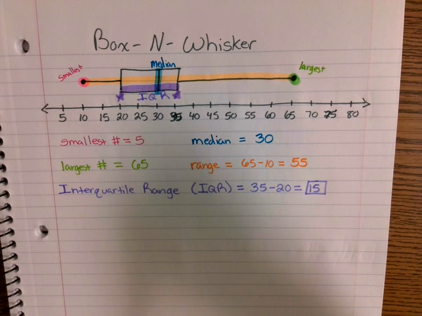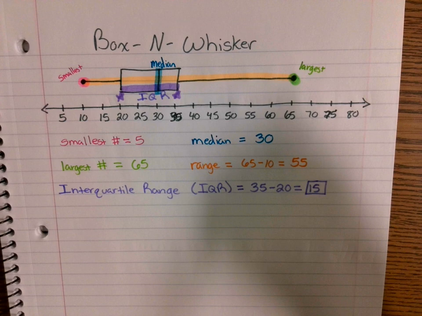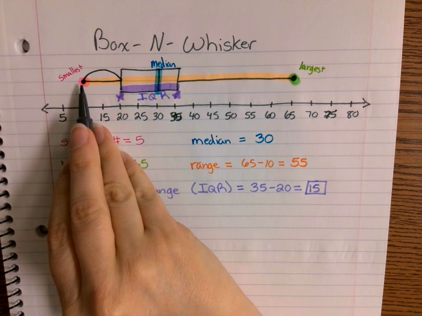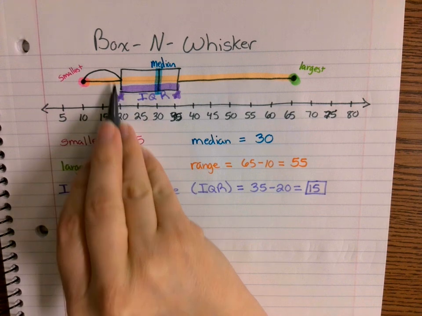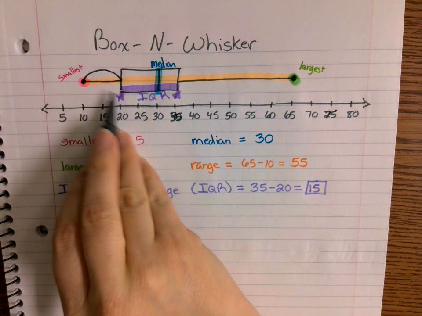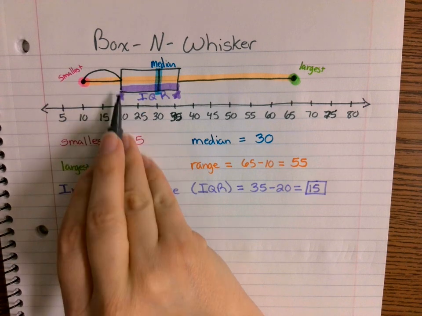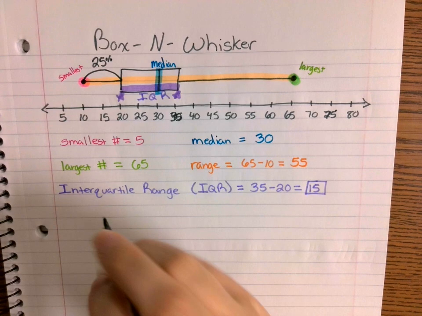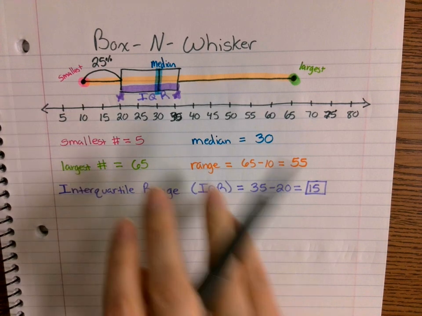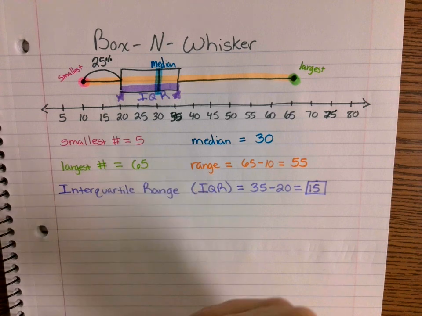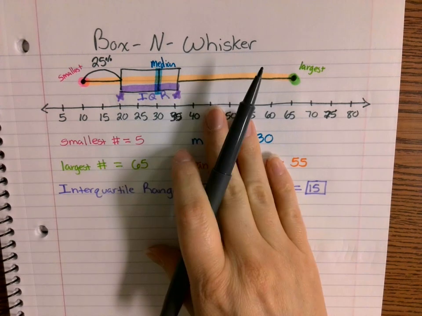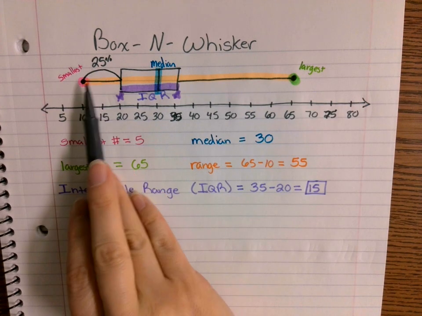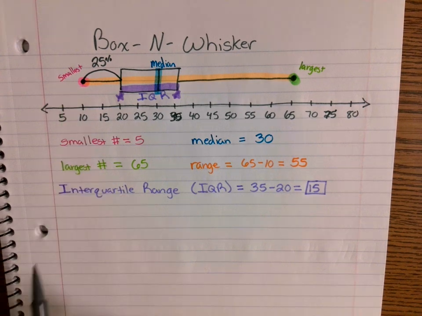So each of these sections, there are 4 sections. The section from your smallest to your first quartile, or the start of your box, that's 25% of your data. So I know that 25% of my numbers, whether there are 10 numbers or 20 numbers or 2,000 numbers, in my data set belong between the values of 10 and 20. They are somewhere between 10 and 20. One of them is definitely 10.